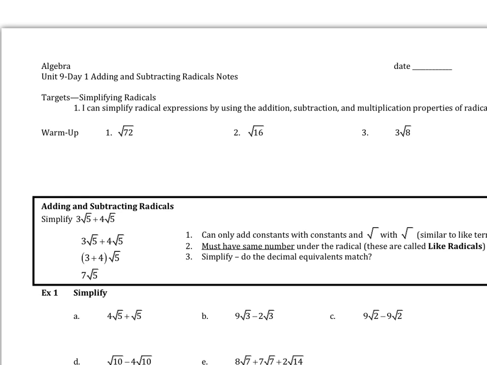Okay, so to simplify, what you're going to do is think of the greatest perfect square factor, which in this case is 36. 36 times 2 is 72. And then you take the square root of 36, which is 6. So your answer is 6 square root of 2. For 16, that's already a perfect square, so you don't have to do anything else. You just know that it is 4.